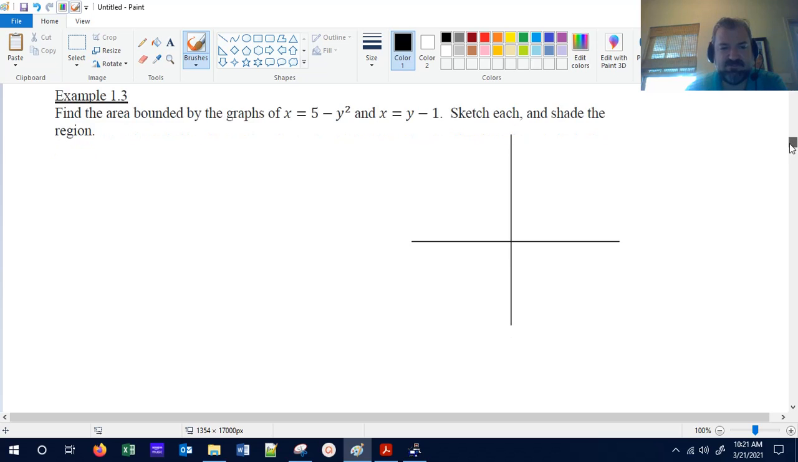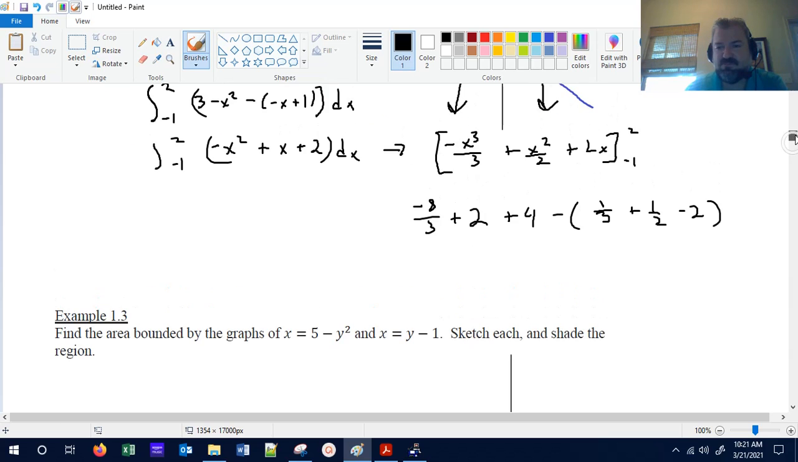Okay, let's go on to example 1.3. Oh, just one quick point about simplifying. On a free response question, remember, you can't leave it like this. You need to go ahead and plug in the 2 and the -1. I actually did some simplifying as I went.